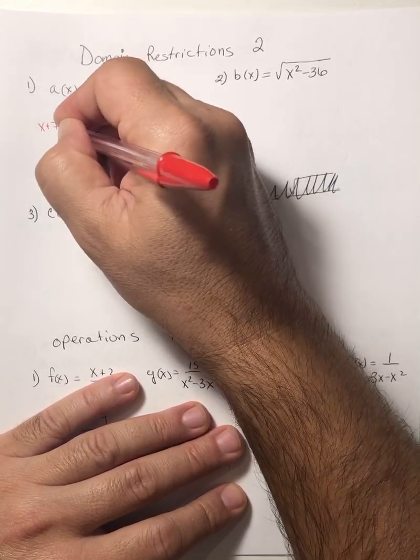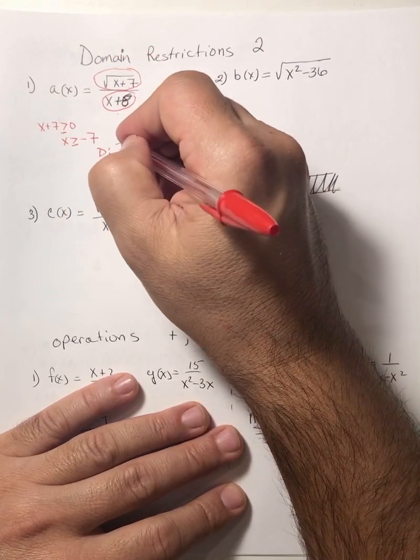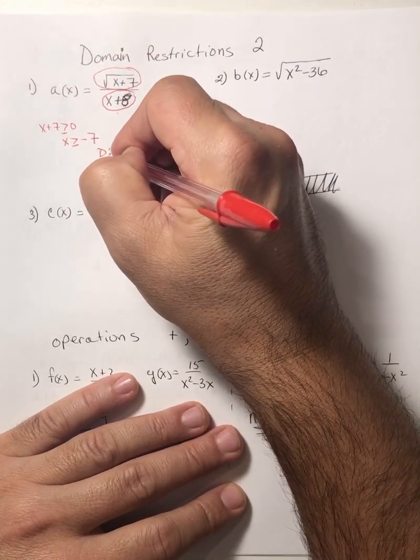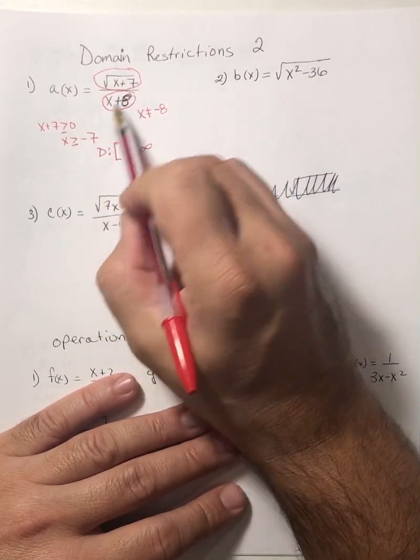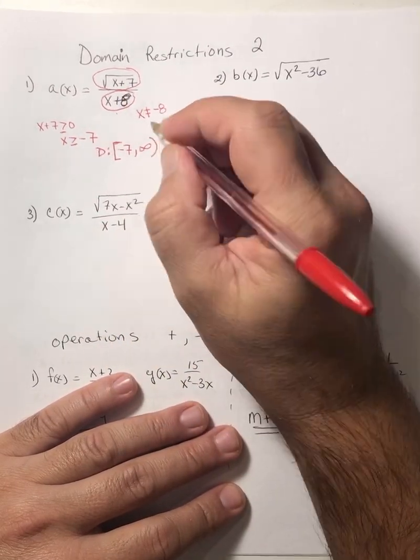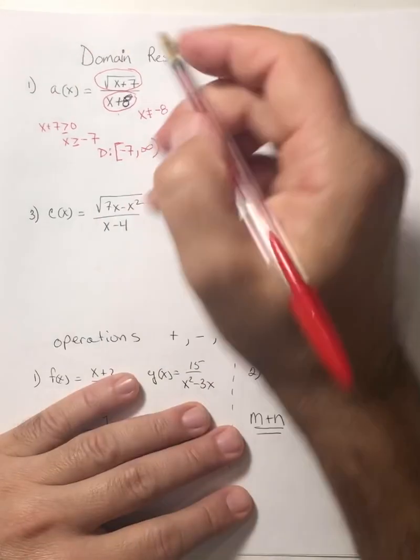Ooh, greater than or equal to. I can include it. I can include 0. Remember, I can take the square root of 0. Nothing wrong with taking the square root of 0. Now, this is the domain.